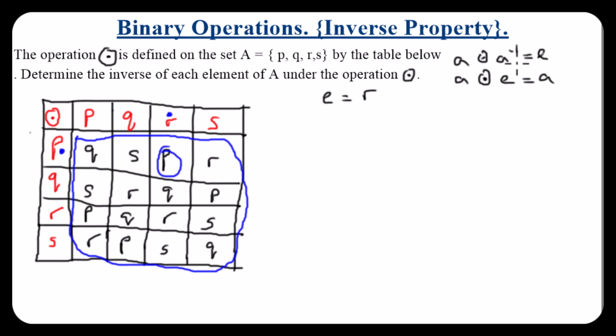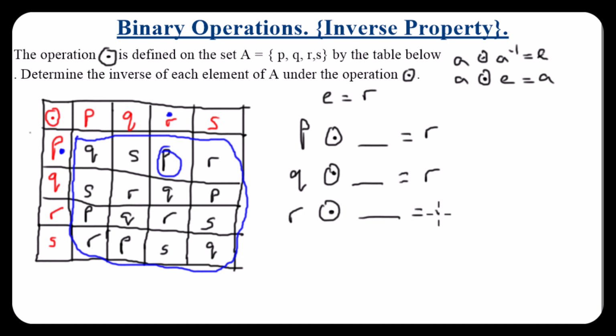So how do I now find the inverse? We already know from the expression I've written at the top right corner that A dot A inverse will be equal to the identity element. So let's write P dot dash. What do I need to combine with P to get the identity element? We said the identity element is R. For Q dot dash, what do I need to get R again? R dot dash to get R, and then S dot dash to get R also.